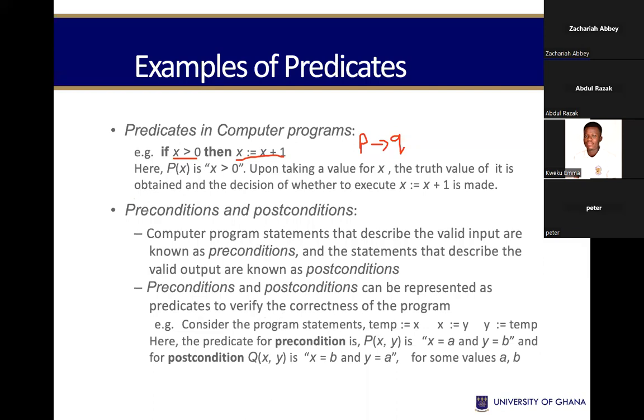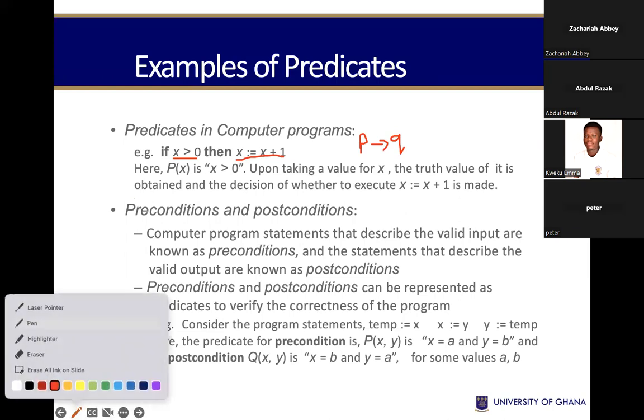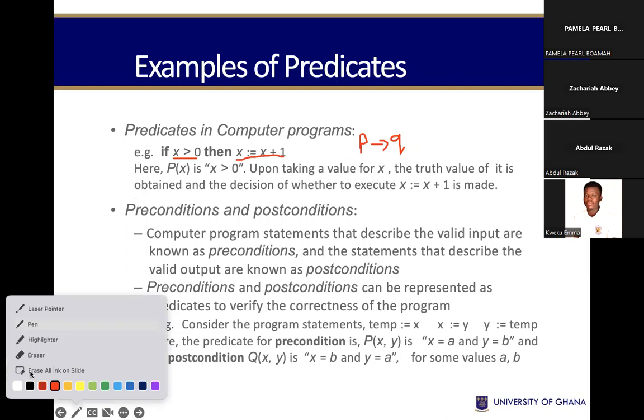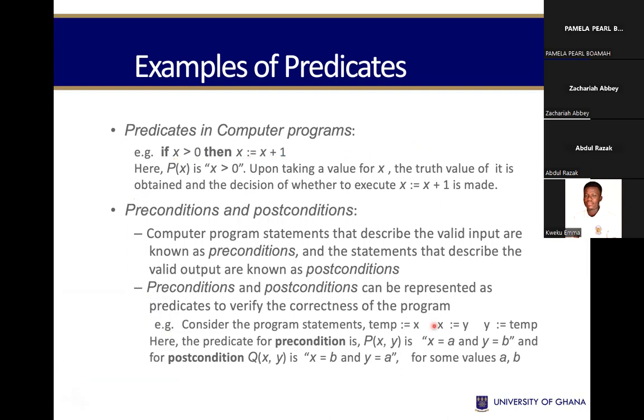Consider the program: X is assigned to temp, a variable called temp. And then we can also have, sorry, Y is assigned to X, and then temp is assigned to Y. So the question that arises here is that the predicate for the precondition is P of X, Y.